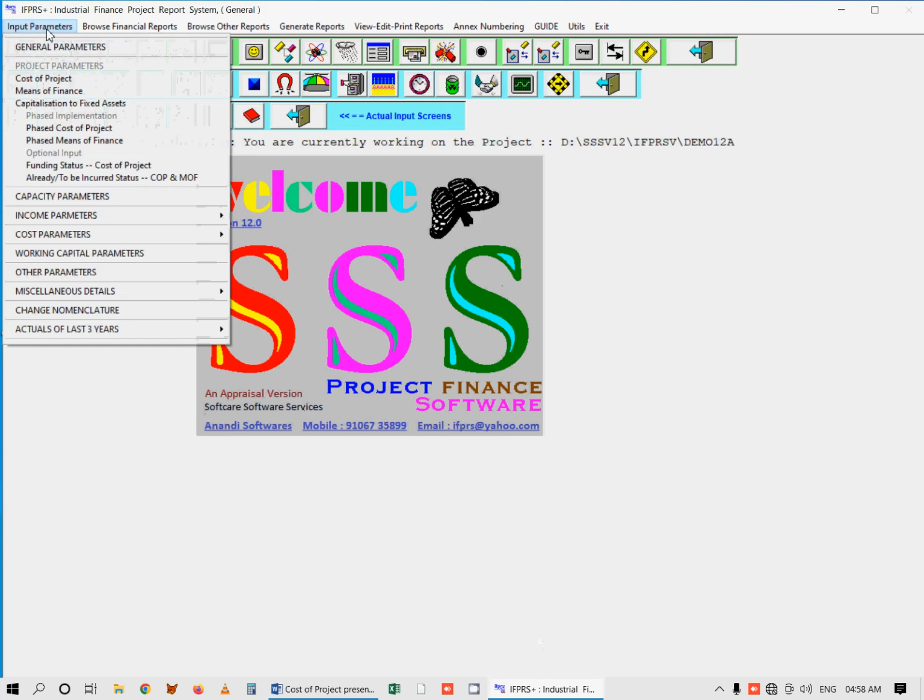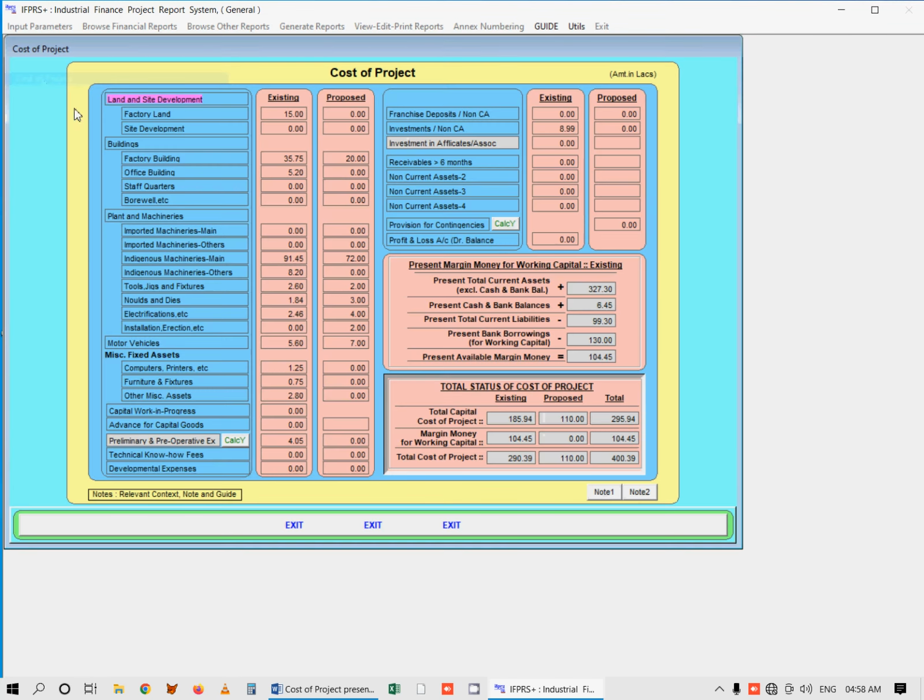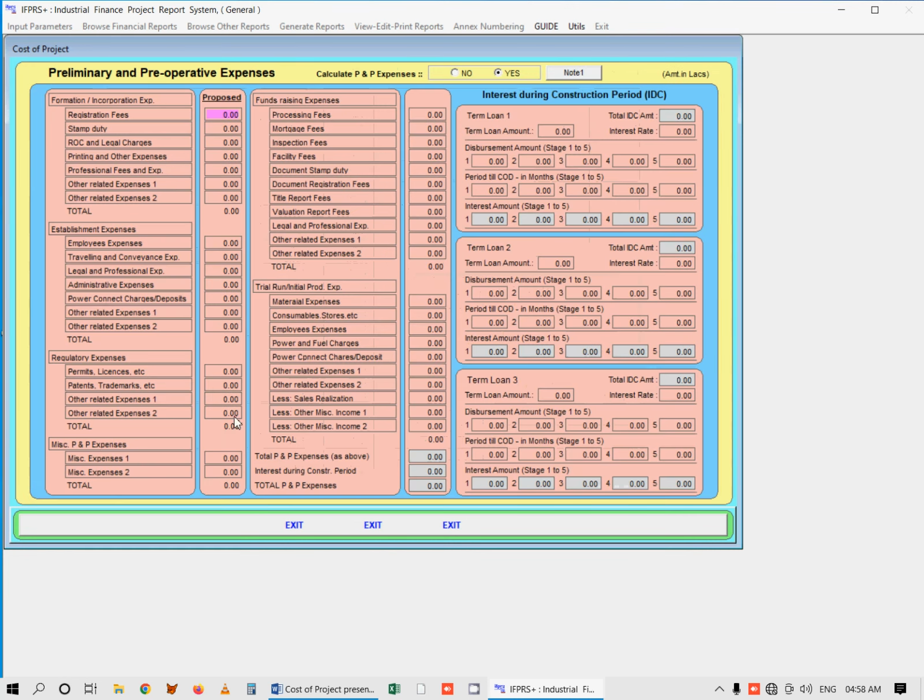Calculation of PNP expenses and IDC. Within the main cost of project screen, calculate button by the side of it opens up a screen for detailed calculation of PNP expenses including IDC. It provides for a detailed calculation of PNP expenses under major 6 heads and with 41 subheads under it. All default nomenclature are user defined, and this itself is a listing of all the possible items of PNP expenses, ensures that you could work out PNP expenses in detail and without skipping there to any major item.